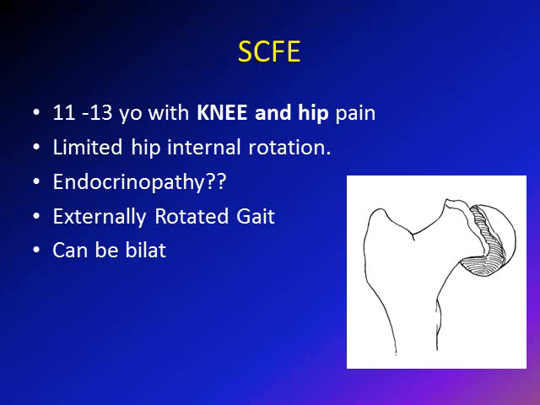So in children who have a hip pathology, this hip pathology can be referred to the knee through the obturator nerve. The patients will present with limited hip internal rotation. They will walk with an external rotation gait, and it is sometimes related to endocrinopathy, as we're going to see later on. As we said, the child will have an externally rotated gait, and this disease can be bilateral.